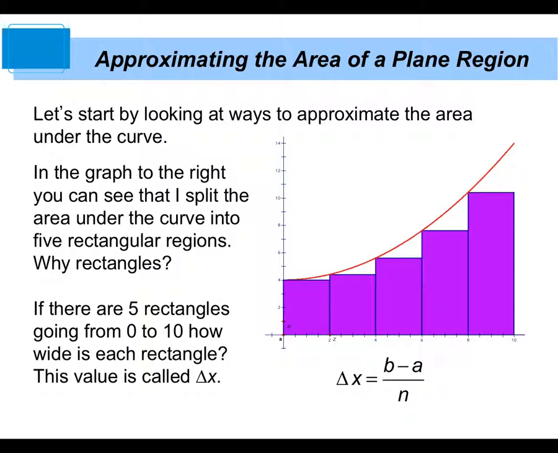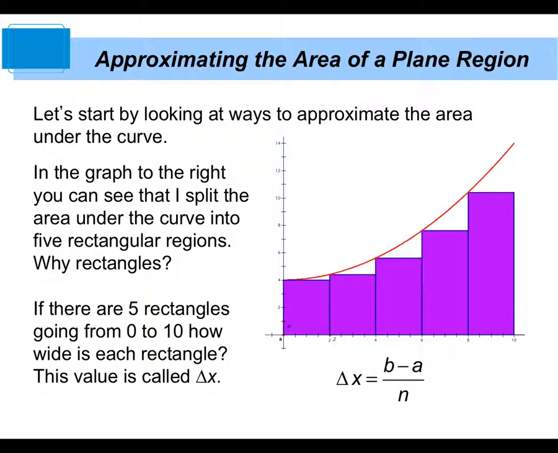If we go back to the example where I said 2 to 30 for 5 rectangles, 30 minus 2 is 28 divided by 5, so each rectangle will be 28/5 wide. A is your left endpoint. B is the right endpoint, a is the left endpoint, n is the number of rectangles. Does that answer your question?